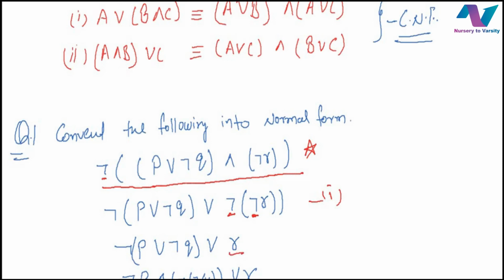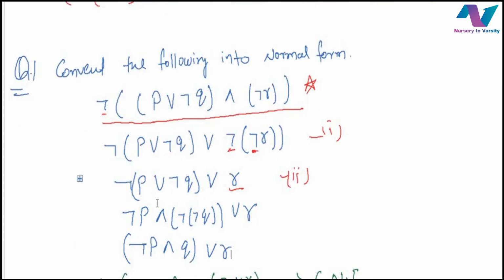In our second step, we move this negation into the first sub expression. After moving the negation, we know that we have to change this symbol, so the OR symbol we convert to AND, because we are moving the negation inside the bracket. Here again we get 2 negations, so we cancel them out and we get this statement: negation of P or Q and R. So this is our statement.